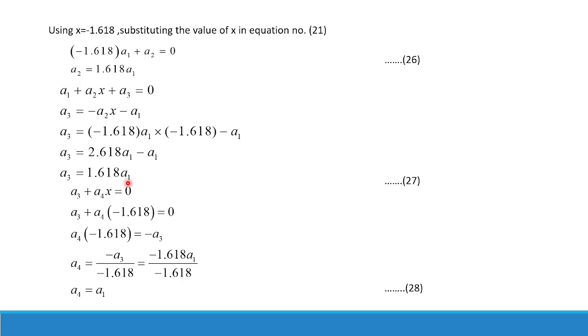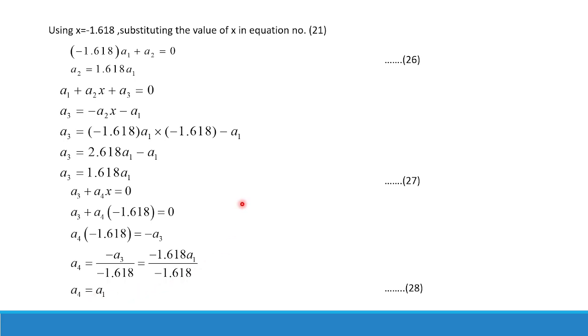Now from the next equation, A3 plus A4x is equal to 0. Again substituting the value of x, A3 plus A4 multiplied by minus 1.618 is equal to 0, or A4 is equal to minus A3 divided by minus 1.618. That would cancel out, so the remaining would be A1. So A4 is equal to A1.